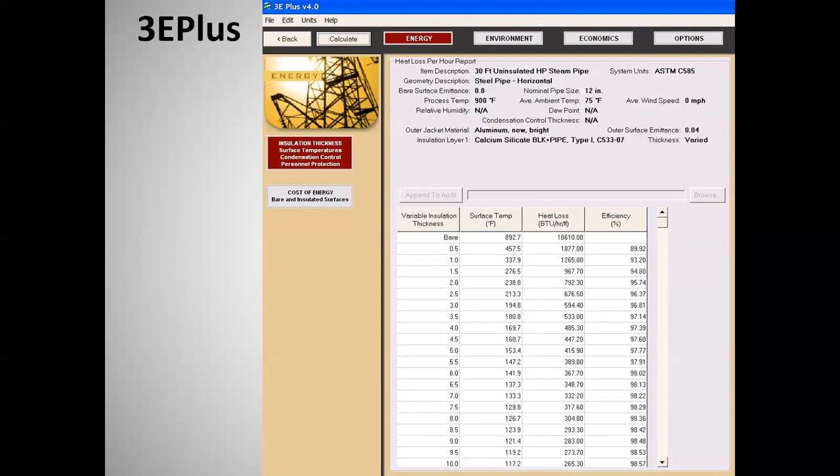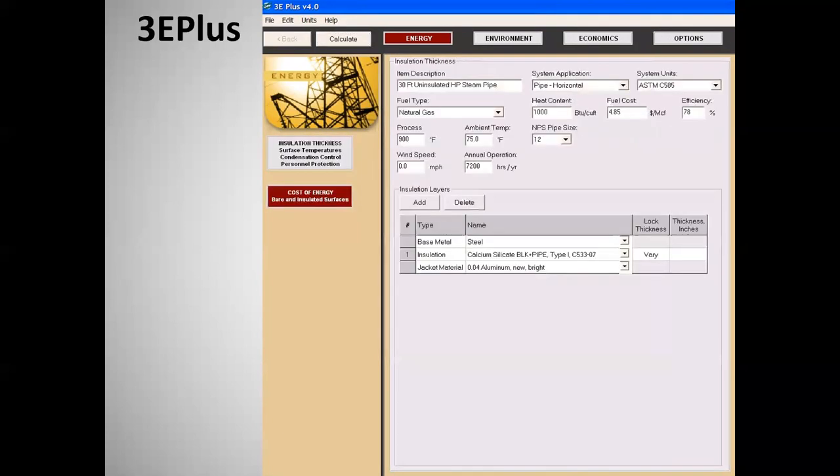And then the efficiency is the percent reduction. So that first half inch, you go from 18,610 to 1,877. That's an 89.92% reduction in heat loss. That's what that number is telling you.